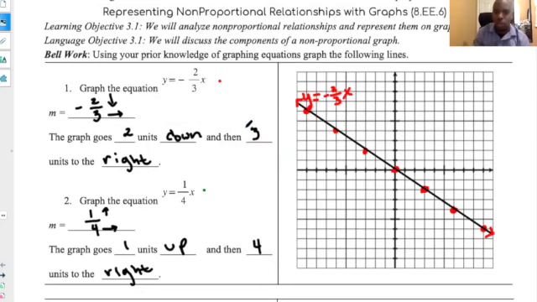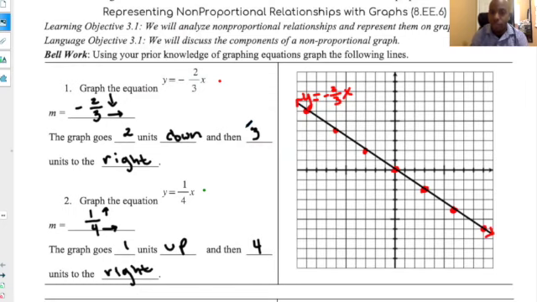When you want to do this on your own, you should have recognized what the slope was, -2 over 3. It goes down 2, to the right 3. And then you should have been able to realize, okay, this is proportional. I'm starting at 0, 0. I'm going to go down 2 to the right 3, down 2 to the right 3. And then you're going to make this beautiful graph that we just did.